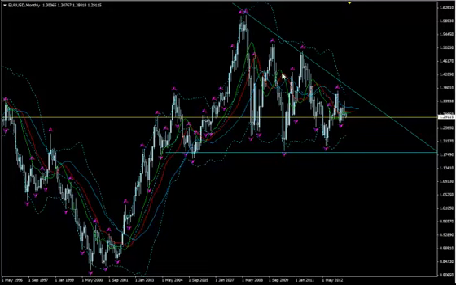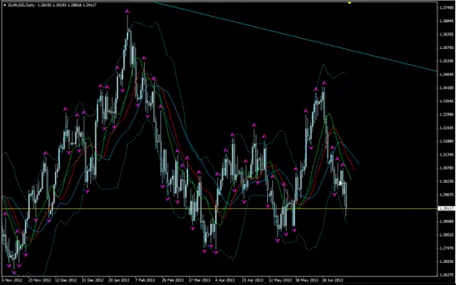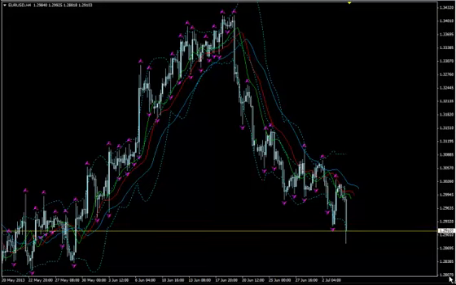Usually when we have a trend line touched 4 times, it is possible that the next time it is touched should be a breakout. But since we didn't have it here on the upper trend line, we expect to have the breakout on the lower trend line. Let's go back to the weekly chart. Here it is. To the daily chart. Here it is.